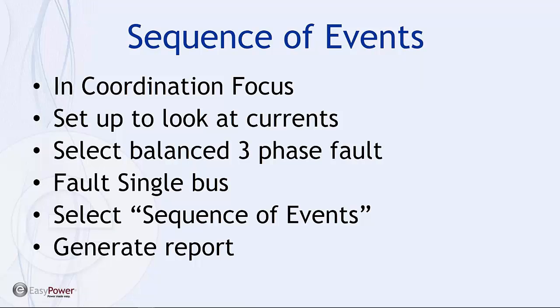Basically, there is somewhat of a procedure to become comfortable with. First of all, you need to be looking at currents. You need to set up for a balanced three-phase fault. You need to fault a single bus, and then select the sequence of events icon. And then, as important as anything else, you need to understand how to generate a report so that you don't have to always look at the one-line diagram.